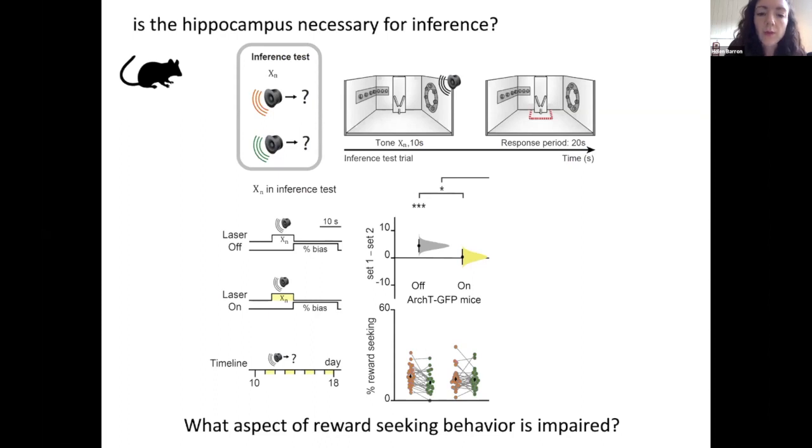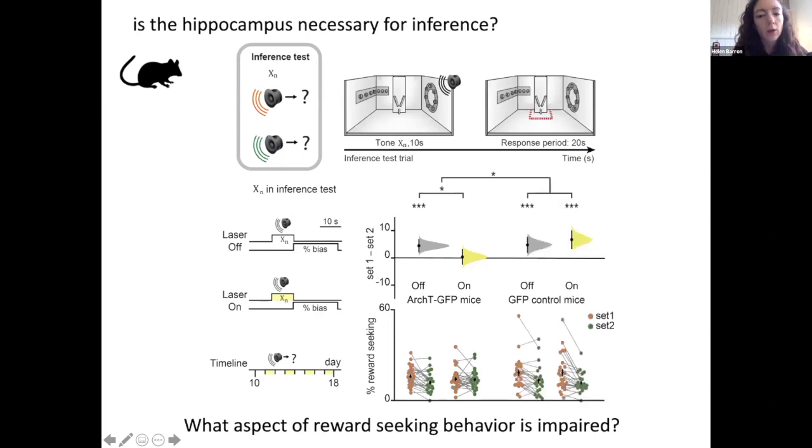And what we find is that if we look at the difference between our orange and our green cues, so our set 1 and set 2, we can assess whether there's a reward-seeking bias for the orange auditory cues, the ones that are indirectly paired with reward, relative to the green auditory cues, which are indirectly paired with a neutral outcome. So we compare the behavior on set 1 and set 2 trials, and what you can see is that when the laser is off, there is a significant bias for more reward seeking for the orange tones versus the green, but when the laser is on, that bias is no longer observed.